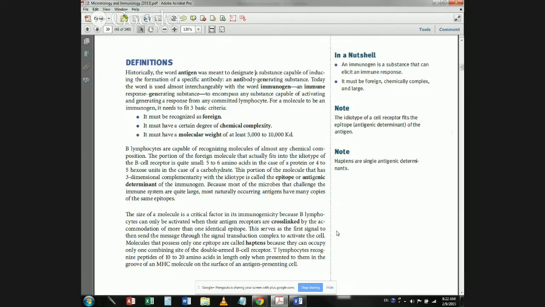Because most of the microbes that challenge the immune system are quite large, most naturally occurring antigens have many copies of the same epitope. So an antigen may have different copies of the same epitope all over it. Okay, let's carry on. So the idiotype of a cell receptor fits the epitope or the antigenic determinant of the antigen.